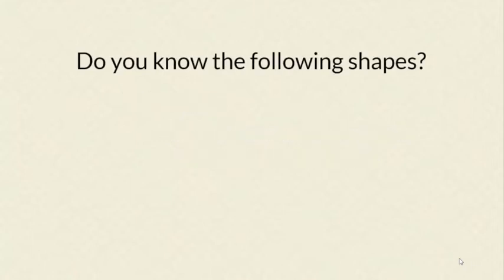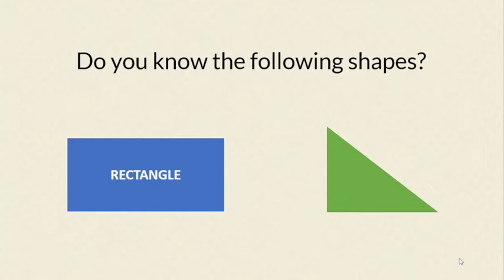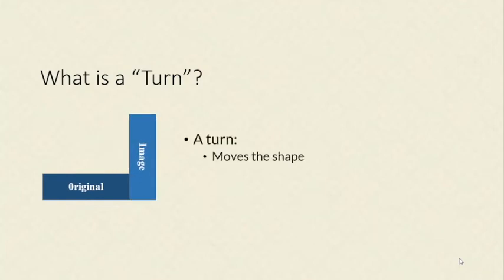Okay, look here. Tell me the names of these two shapes. Yes, it's a rectangle and a triangle. Now, based on these shapes, we're going to learn how to make turns. Before that, let's see what a turn is. A turn is another way to move a shape to create a congruent image.